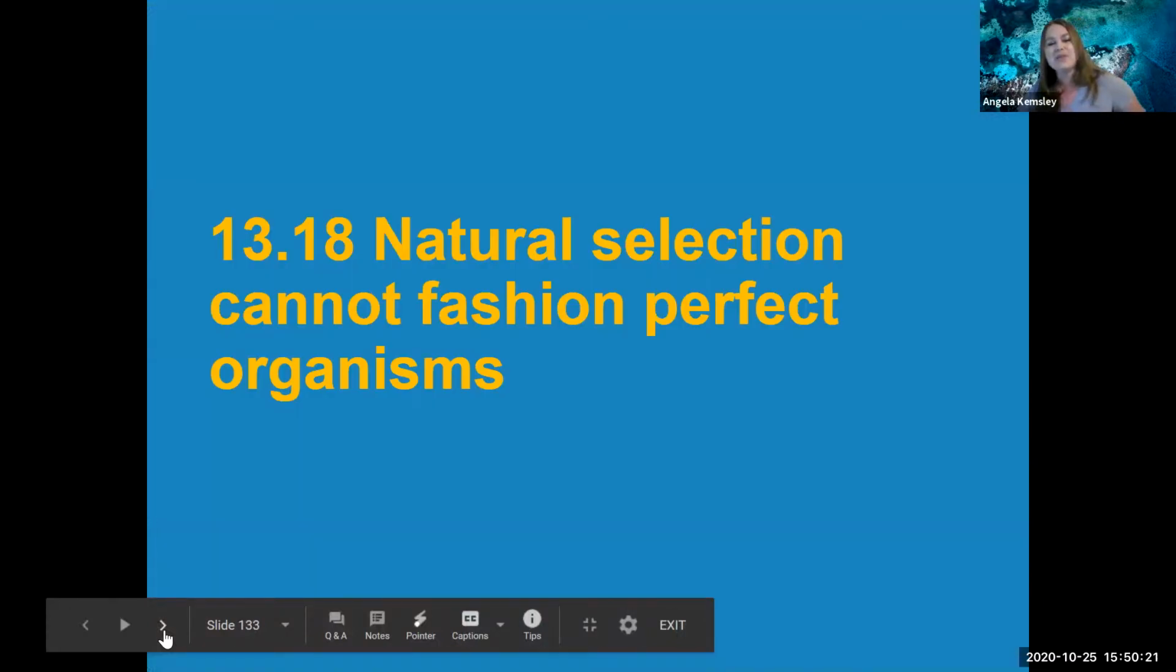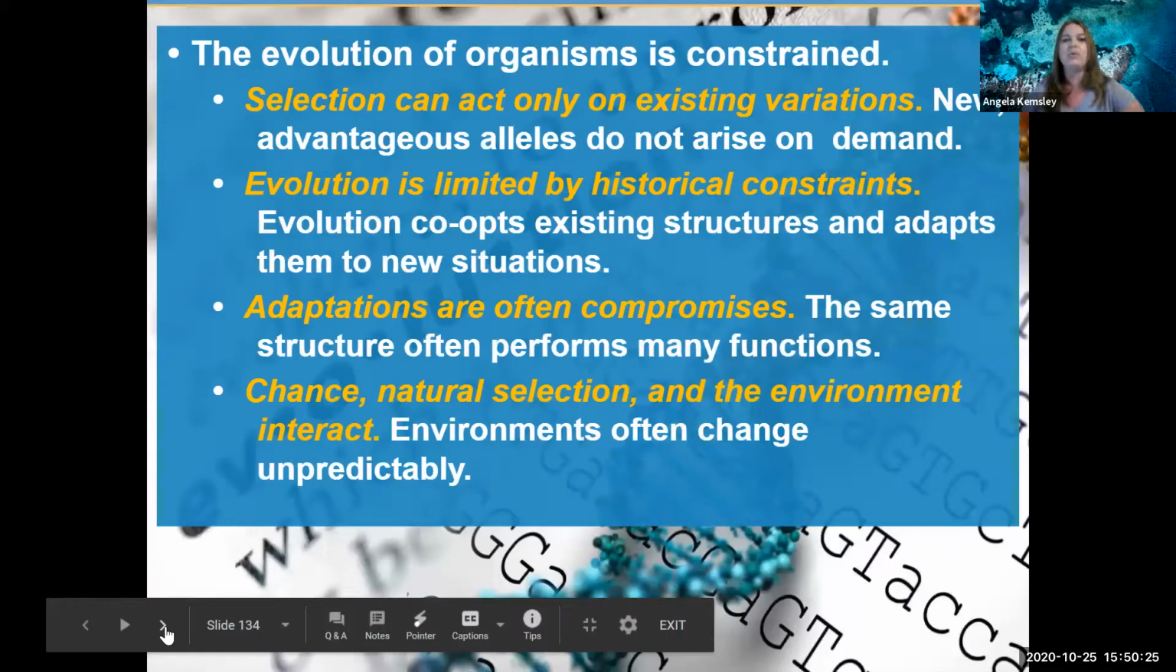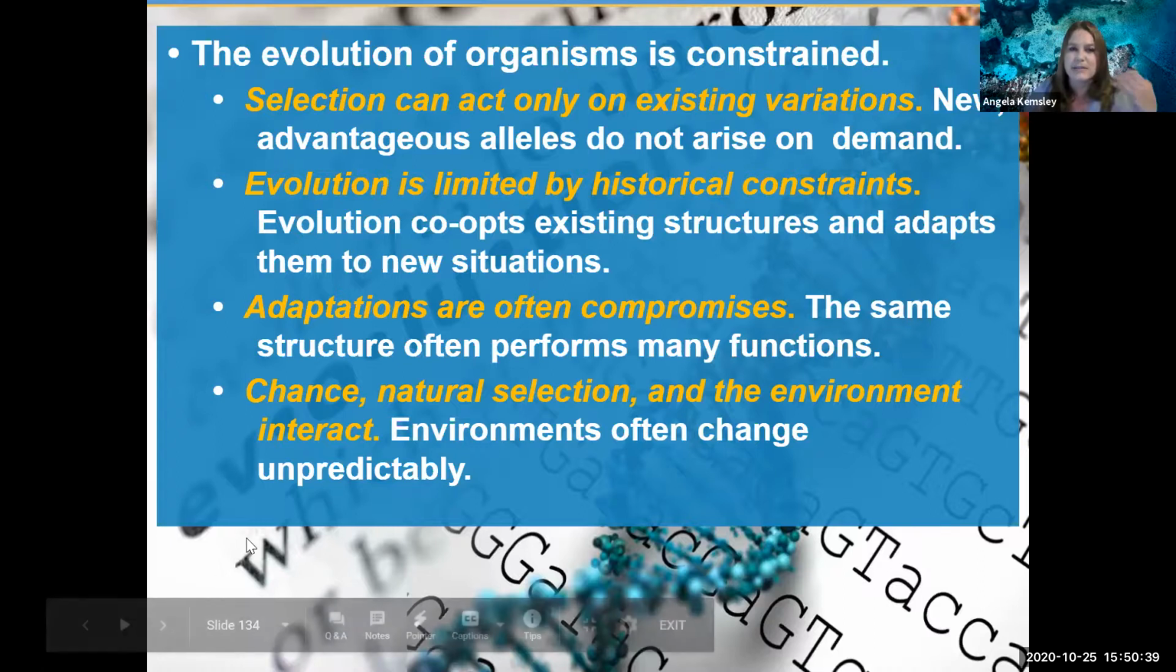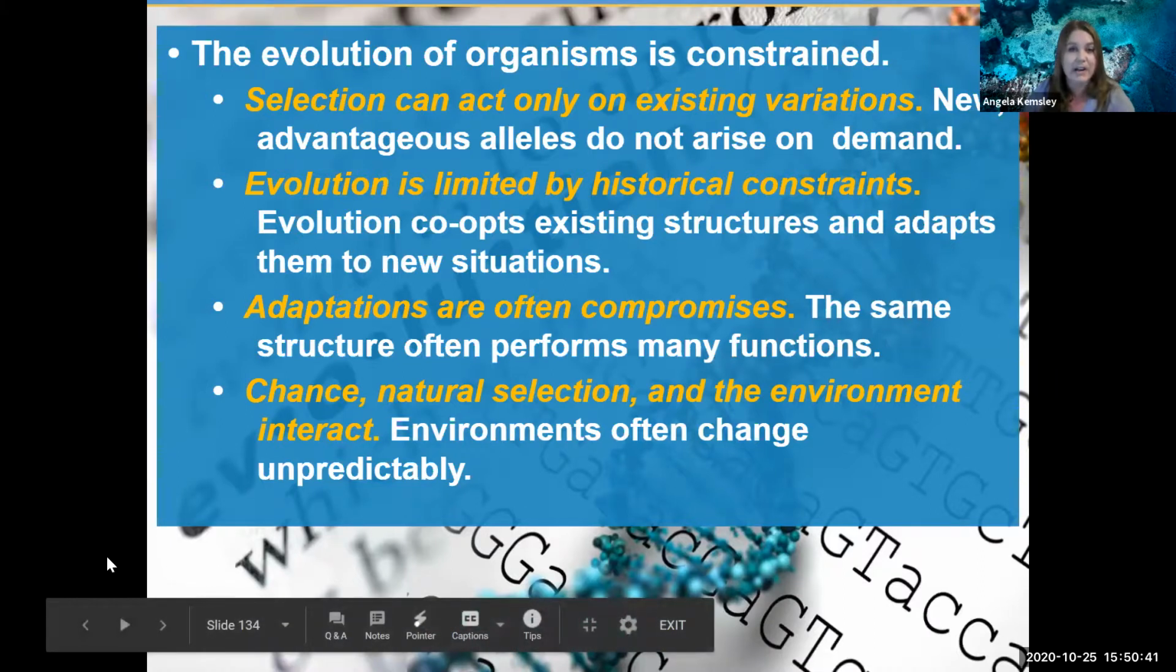And then again, natural selection cannot fashion perfect organisms. Natural selection is not goal-driven. The evolution of organisms is constrained. Selection can only act on existing variations. New advantageous alleles do not arise on demand, right? Mutations and things that cause these differences are random. And selection can only act on existing variations. It can't create new ones. It's an editing process, not a creative process.